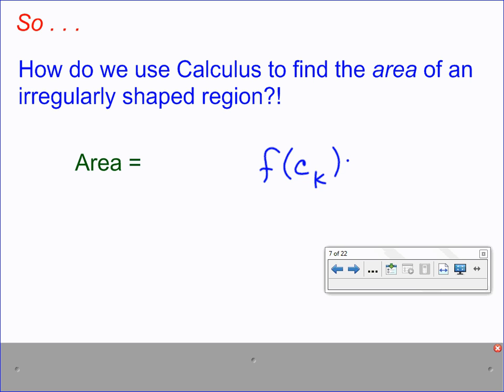Or the height of a typical rectangle, and we multiply that by delta x sub k for the width of that same typical rectangle. Together, this product represented the area of a single rectangle. Then what did we do? Well, we went ahead and summed up all of the areas of those individual thin rectangles, from the first one up until the nth one, to generate an approximation for the area of the region.